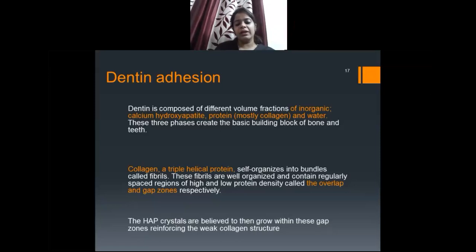Collagen, a triple helical protein, self-organizes into bundles called fibrils. These fibrils are well organized and contain regularly spaced regions of high and low protein density called the overlap and gap zone respectively. The HAP crystals, that is hydroxyapatite crystals, are believed to then grow within these gaps, reinforcing the weak collagen structure.